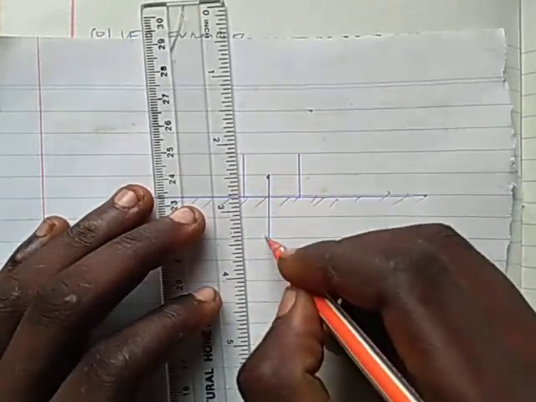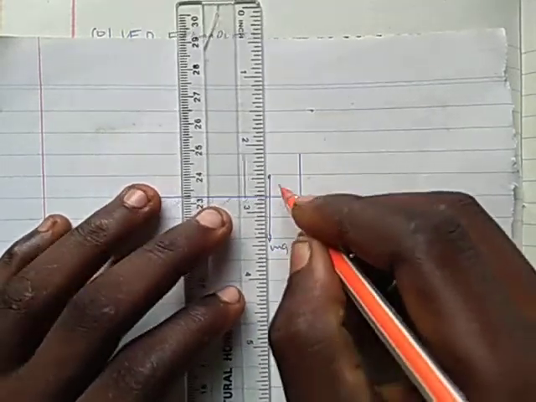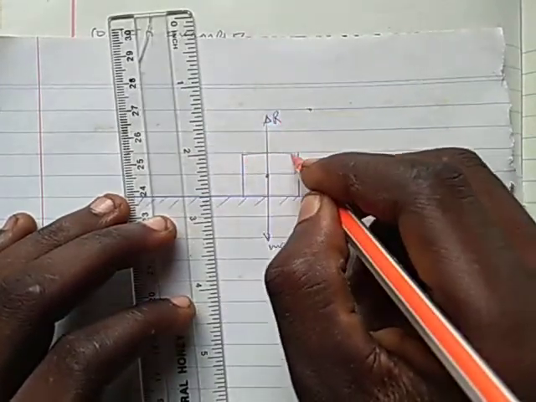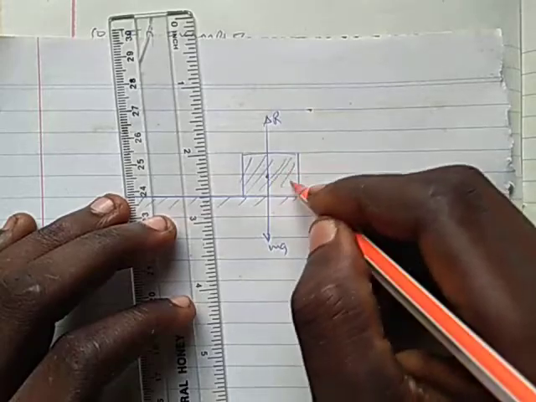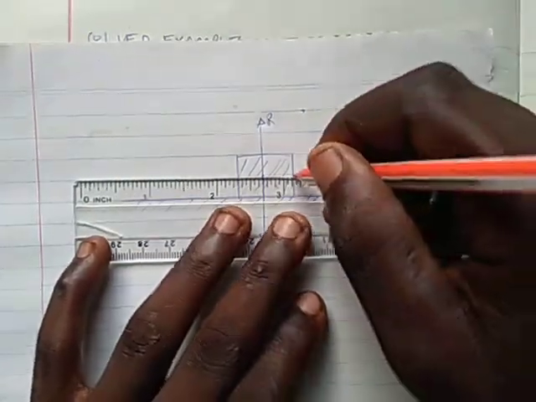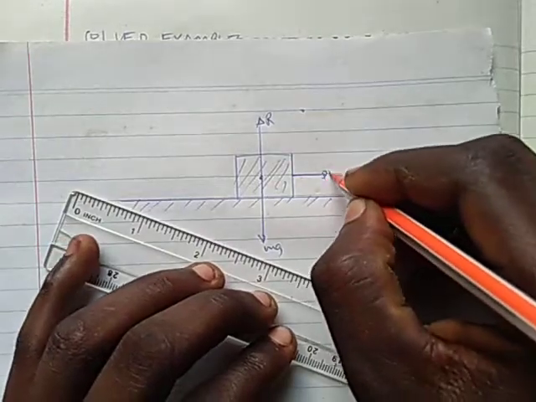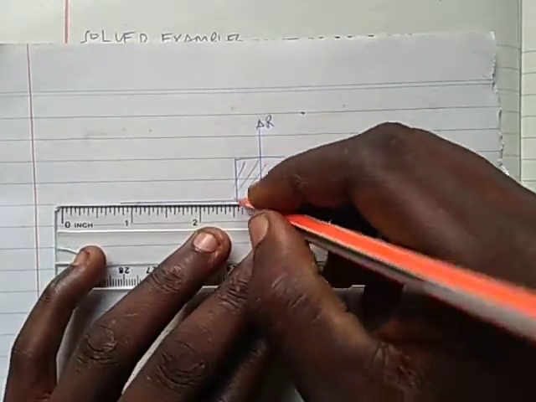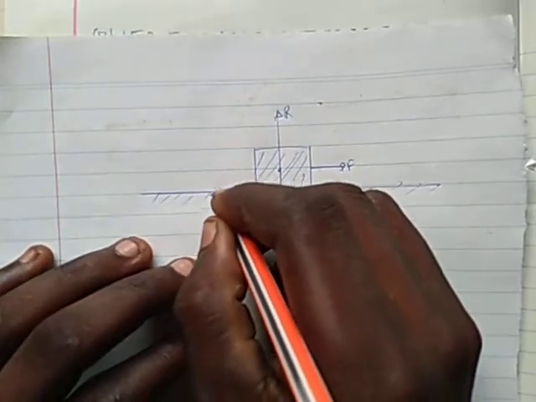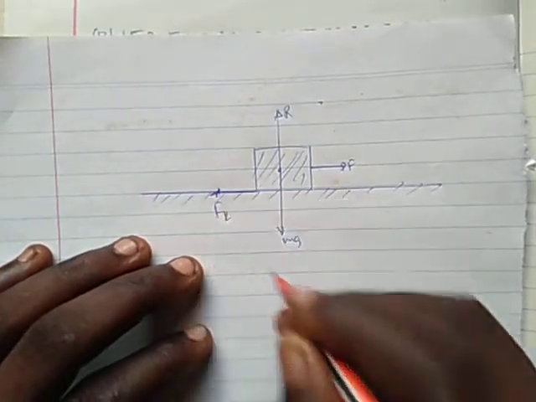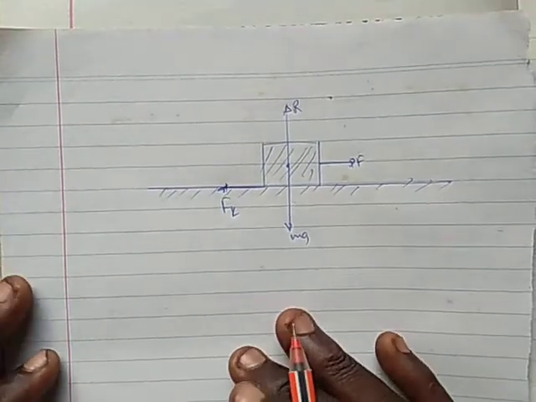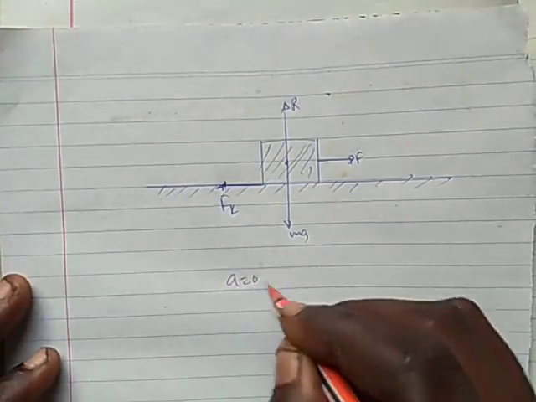So block ana mass mg, normal reaction is R. This is our block. So tunaipull we block with a certain force F, and then huku nyuma itakuwa inavutwa with the frictional force Fk. Sasa kama hujapewa acceleration kama kwenye hili swali, manake you assume acceleration is equal to 0.